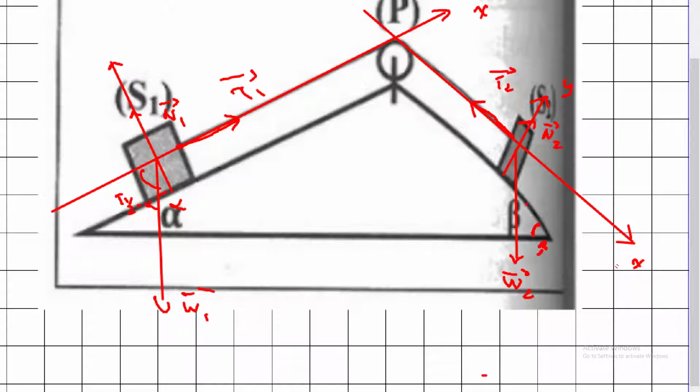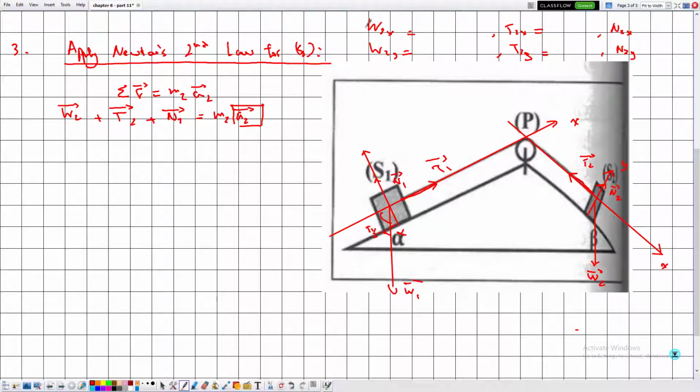If this is beta, then this will be pi by 2 minus beta. So, without exception, the x component of the weight is always given by W sine beta, in which beta is the angle of inclination. In this case, it's plus W sine beta, because it's pointing in the positive direction. And for W2y, this will be minus W cosine beta. T2x will be minus T2, and T2y will be 0. N2x will be 0, and N2y will be plus N2.